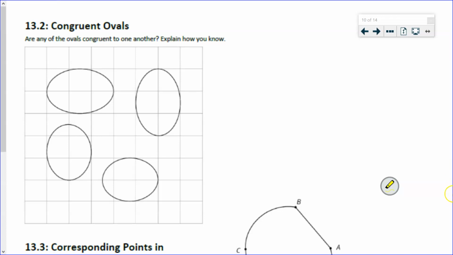Okay, did we find any that were congruent? Which ones did you find, Mason? The two top are congruent. Do you guys agree or disagree? Okay, so I'm going to shade them the same color to show that they are congruent. But how did you guys know that they were congruent? What did you do to show that they were congruent? Lucas?